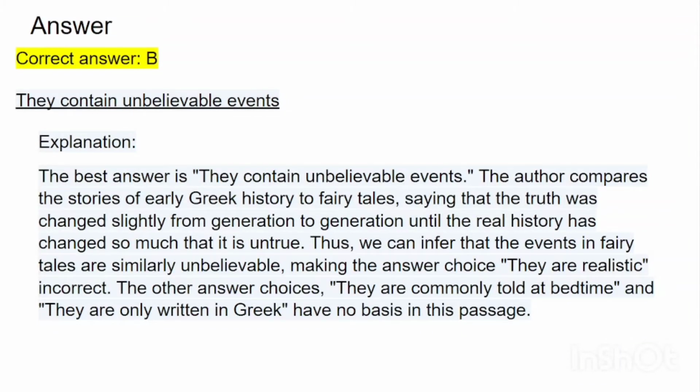The author compares the story of Greek history to fairy tales, saying that the truth was slightly changed from generation to generation until the real history has changed so much that it is untrue. Thus, we can infer that the events in fairy tales are similarly unbelievable, making the answer choice they are realistic incorrect. The other answer choices, they are commonly told at bedtime and they are only written in Greek, have no basis in this passage.